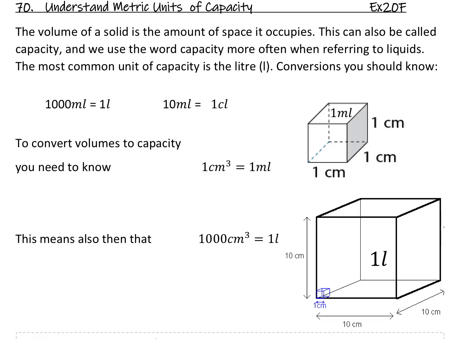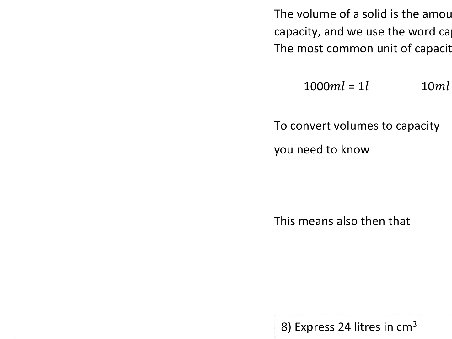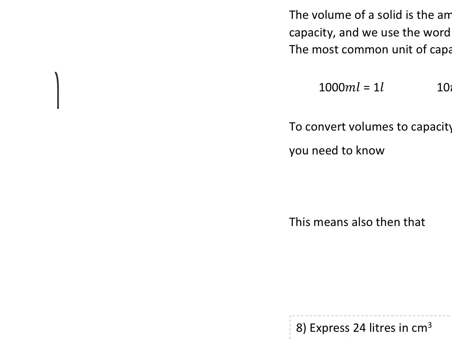The volume of a solid is the amount of space it occupies. This can also be called capacity, and we use the word capacity more often when referring to liquids. The most common unit of capacity is the litre, L. Quite often this is written in italic, so that can be confusing with a 1, so quite often like this, or maybe even like that.